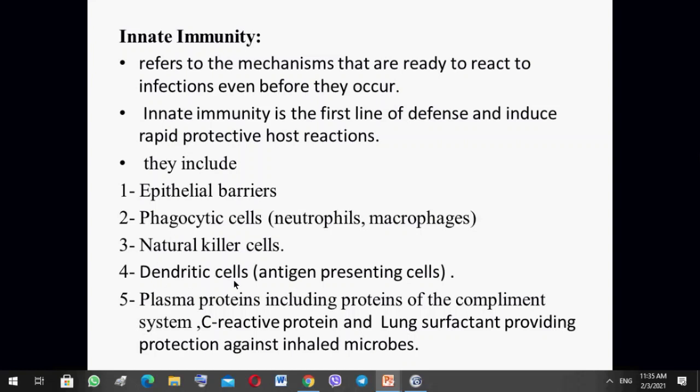Okay. Also, we have dendritic cells. And these dendritic cells, we call them antigen-presenting cells. So these cells, from their name, they are presenting the foreigners or presenting the antigens to the immune system, so the immune system can react to them. In addition to these things, we have also proteins in the plasma that include complement system, C-reactive proteins, the lung surfactant, also regarded as part of the natural immune system because it gives protection against the inhaled microbes.